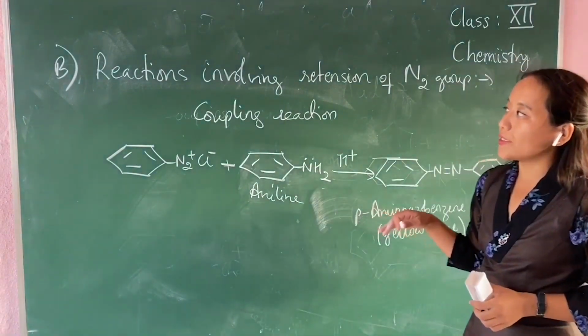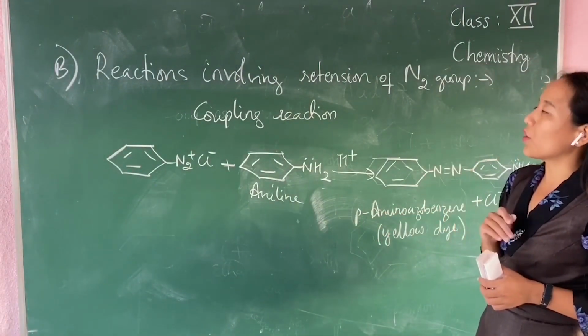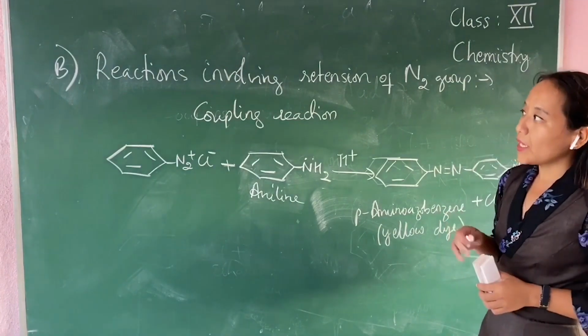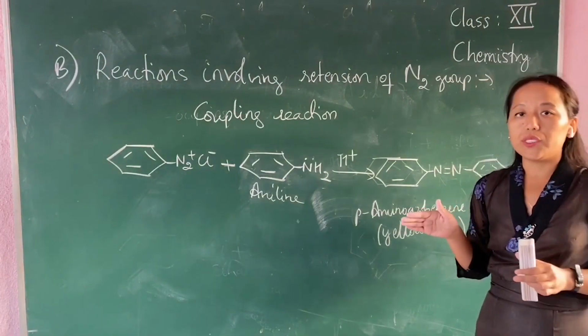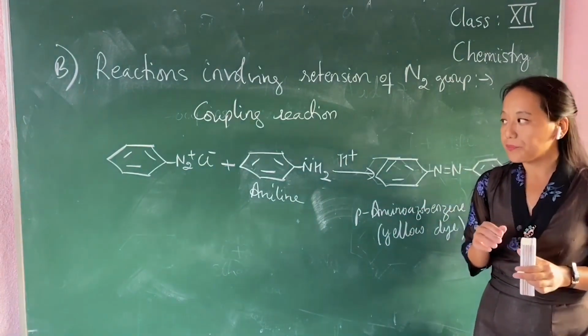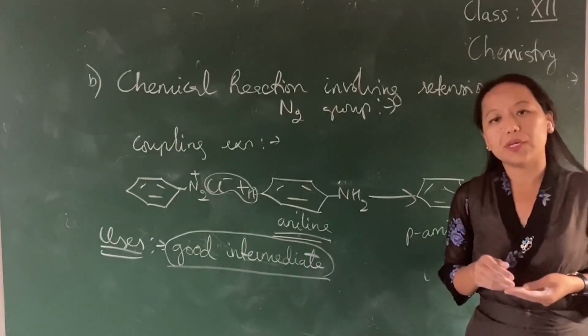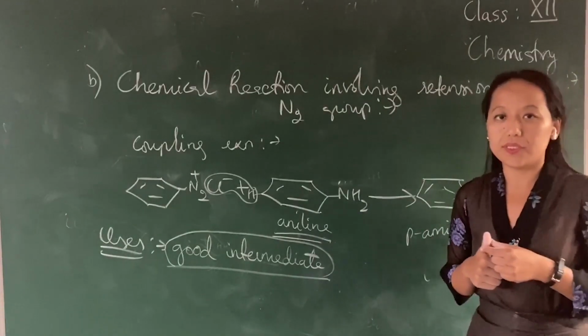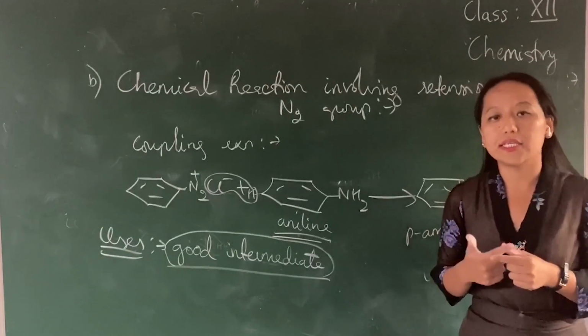So with this we are done with the reactions involving retention of N2 group, and also we have come to the conclusion of this chapter. Okay, so with this we are done with this chapter. The first thing we spoke about was the chemical properties and the diazonium salts.